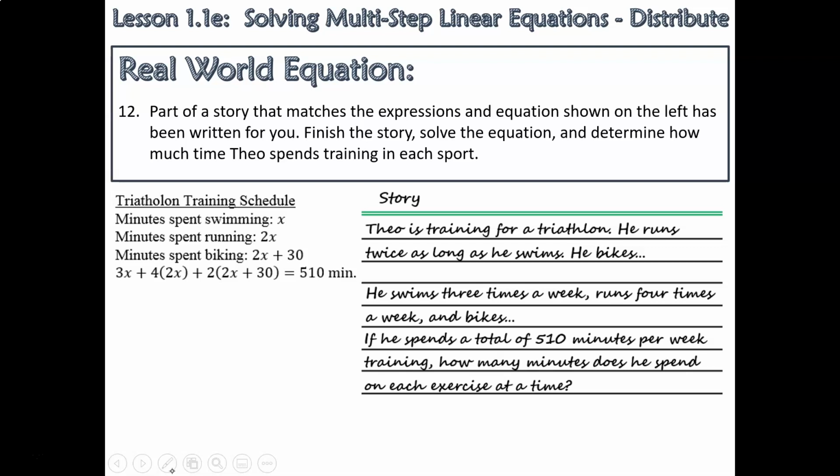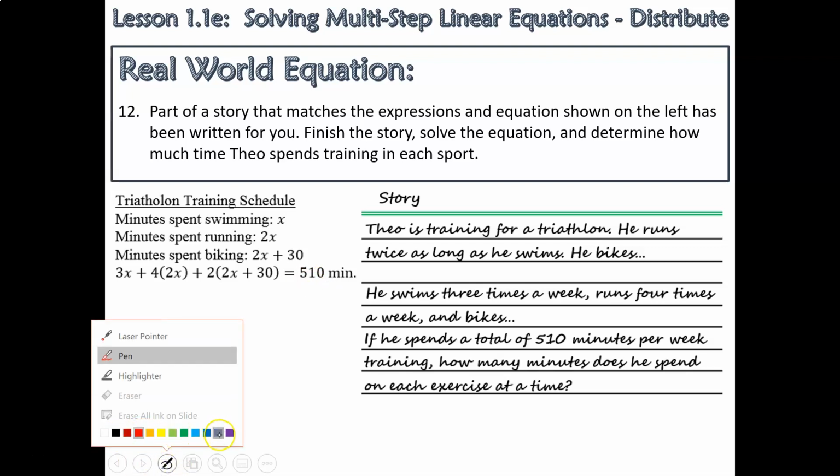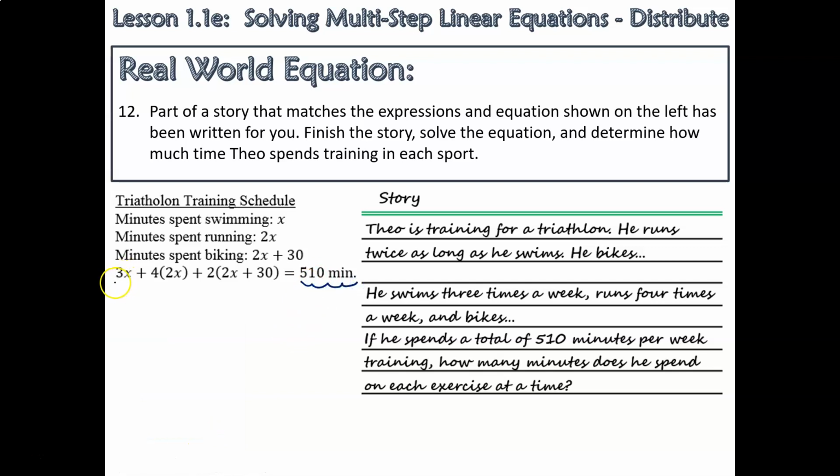So on the left, it lists information for you. This is his triathlon training schedule. The minutes he spent swimming are X. The minutes he spent running are 2 times X, or 2X. The minutes he spent biking are 2 times X, or 2X, plus 30. So this tells you he was training for a total of 510 minutes, and he swam 3 times, ran 4 times, and then biked twice.